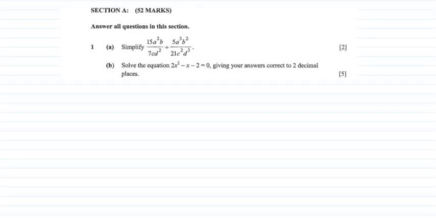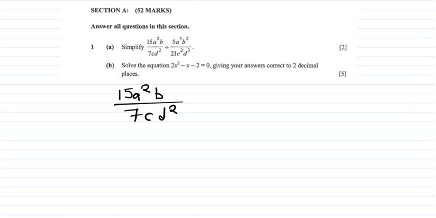All right, so we're going to begin solving Math Paper 2 2024. Okay, so starting with question 1, simplify 15a squared b over 7cd squared.